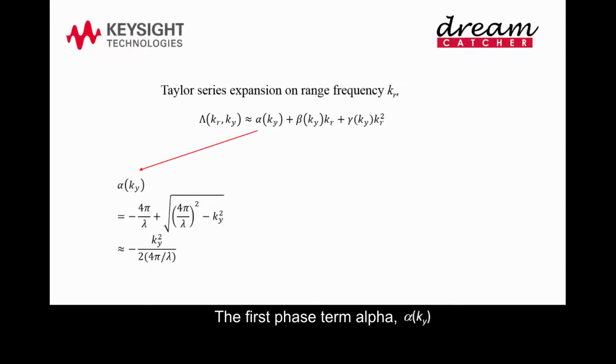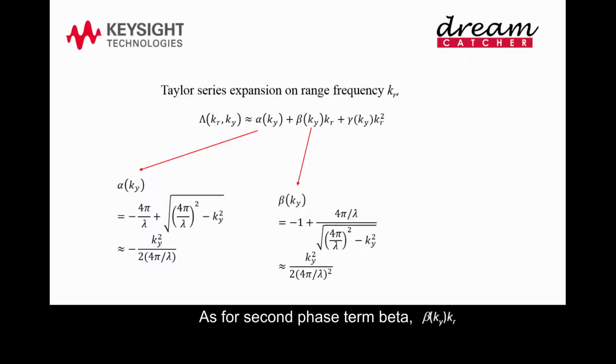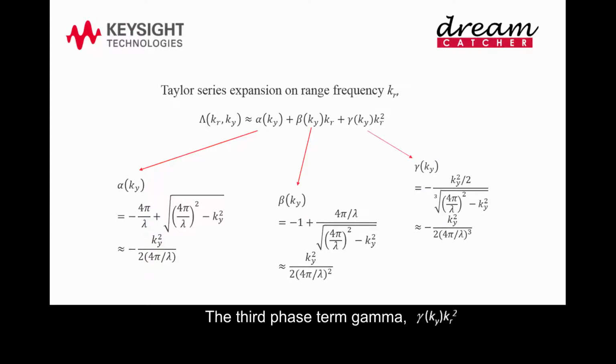The first phase term alpha represents an azimuth chirp function that is responsible for azimuth compression. The second phase term beta is often referred to as the range migration correction factor. The third phase term gamma is usually referred to as the secondary range compression factor. These phase terms are used in the RDA processing.